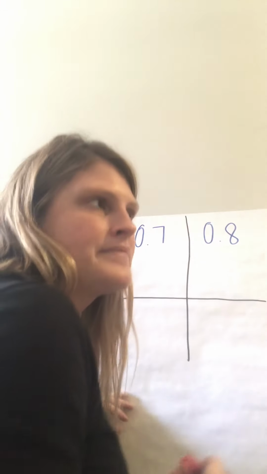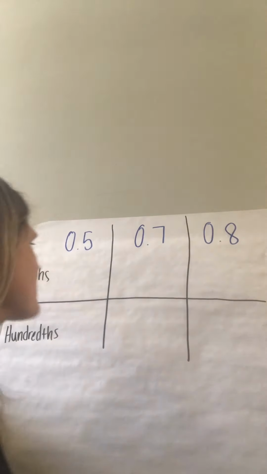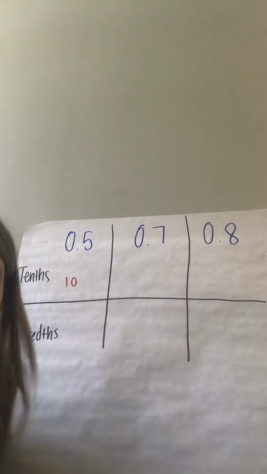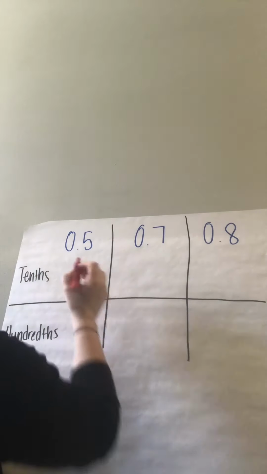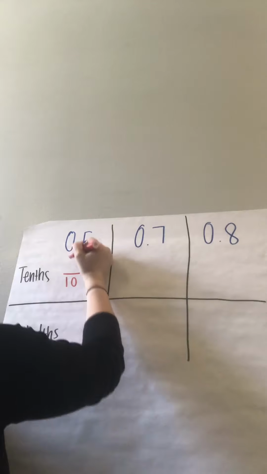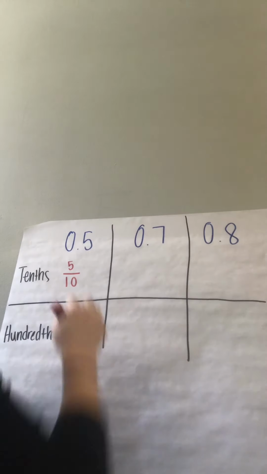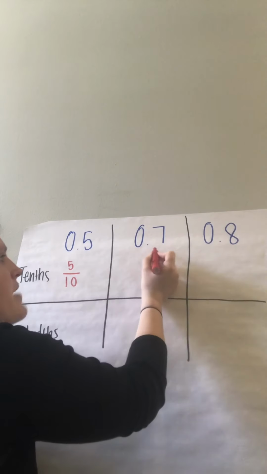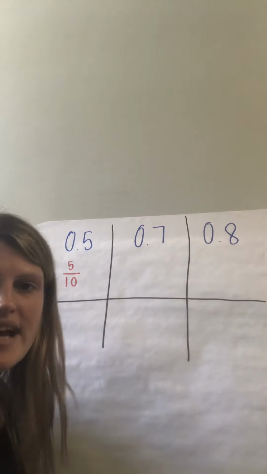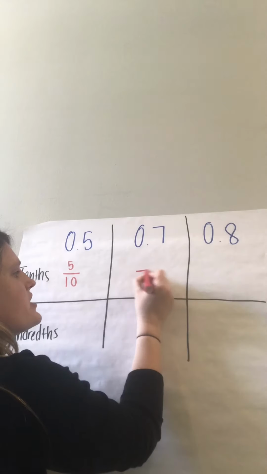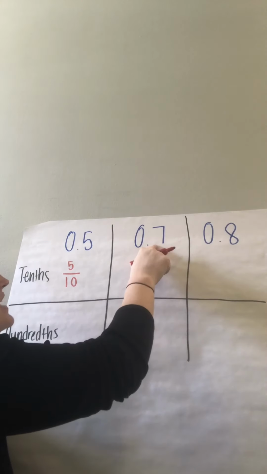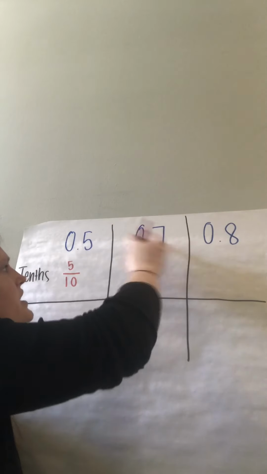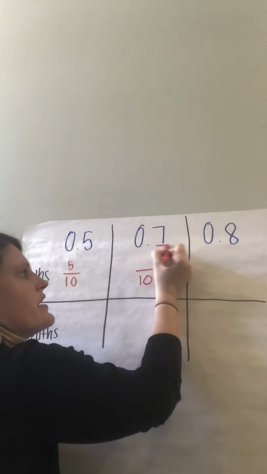So 0.5 sounds like, when I have been working with fractions, 5/10. So 10 is going to be my denominator, and 5 would be my numerator. 5/10. Then if I move over and I have 7/10, I wonder what's going to change between 5/10 and 7/10. Well, the tenth will stay the same, the denominator will stay the same, but the numerator is going to change from a 5 to a 7.